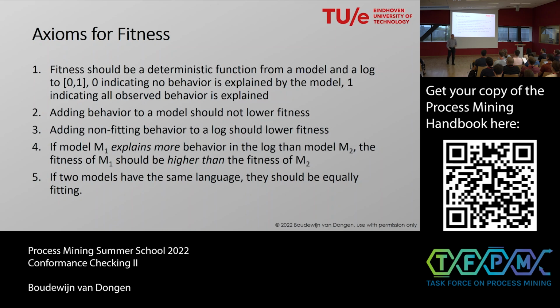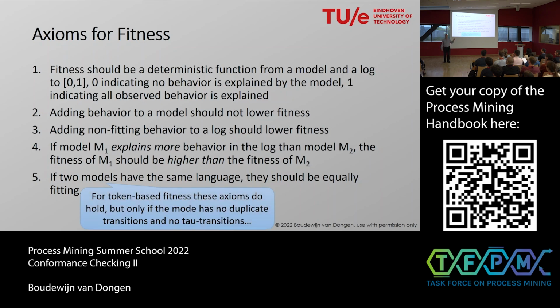It's intuitive. If model M1 explains more behavior than model M2, then the fitness should be higher. I should be able to rank two models on fitness. We already did that a few times today. And if two models have the same language, they should be equally fitting. Now, trust me, token-based replay and alignments don't fit this. They do not satisfy these criteria.